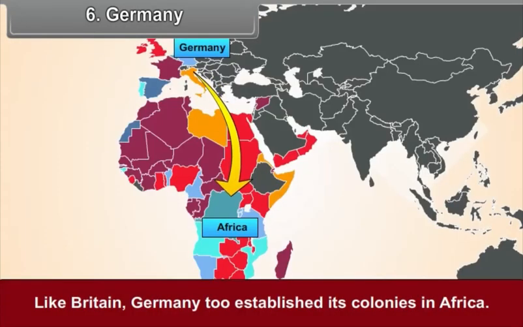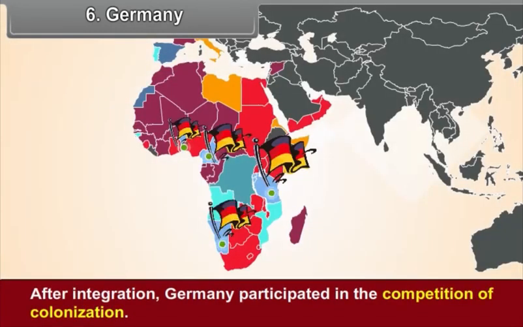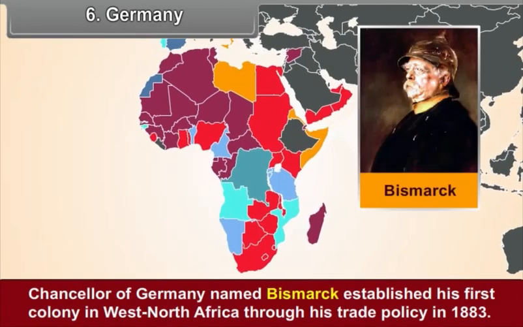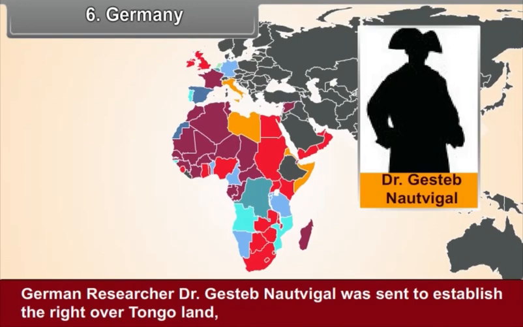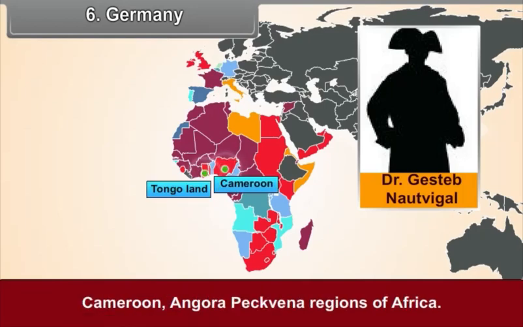Sixth, Germany. Like Britain, Germany too established its colonies in Africa. After integration, Germany participated in the competition of colonization. The Chancellor of Germany, named Bismarck, established its first colony in West North Africa through his trade policy in 1883. German researcher Dr. Gustav Nachtigal was sent to establish the right over Togoland, Cameroon, and Angra Pequena regions of Africa.